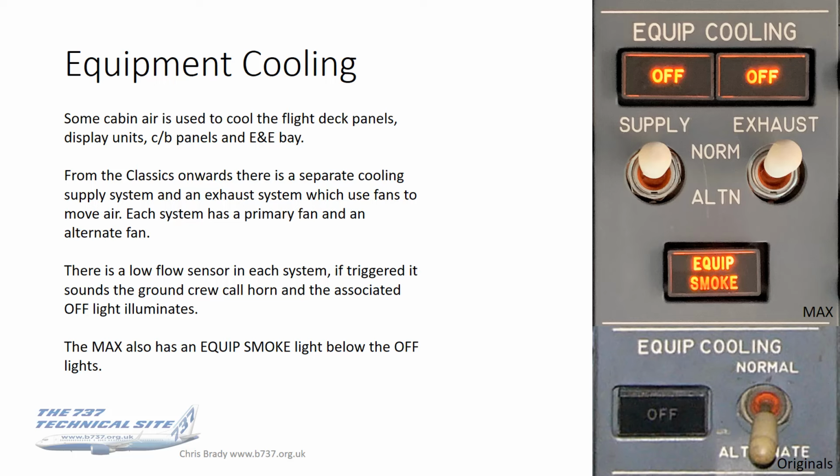Equipment cooling. As we've already said, some cabin air is used to cool the flight deck panels, display units, circuit breaker panels and the E&E bay. Again, just to emphasize the point, the equipment cooling air actually comes from the cabin air. The flight deck air comes directly from the left air conditioning pack along the keel beam and up to the flight deck. So these are two different air supplies. I realise equipment cooling happens in the vicinity of the flight deck, but it is not the same as the air for conditioning the flight deck.